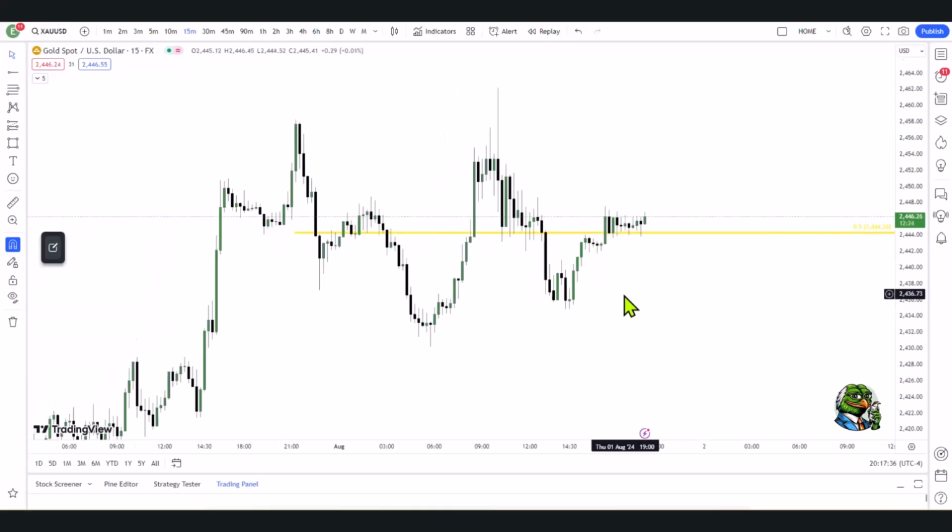Now, if we are already at the high of the week prior to the news, then I'm probably not interested in the market, because then I really don't have anything that is in alignment with my directional bias.